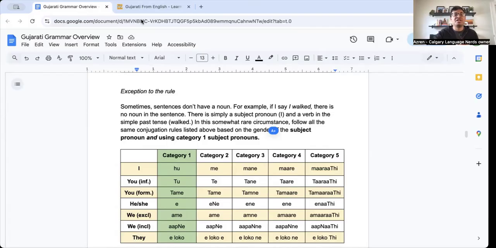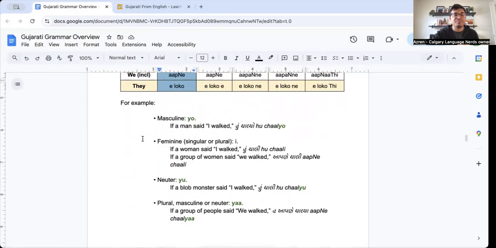The only thing we change is that we use these category one subject pronouns, kind of these standard subject pronouns. So for example, if a man said I walked, hun chalio. If a woman said I walked, hun chali. Why? Because it's a woman, so it's feminine. If a blob monster said I walked, hun chaliu.